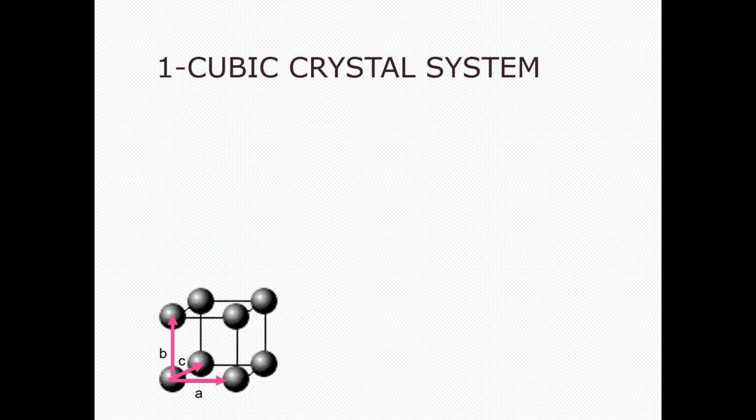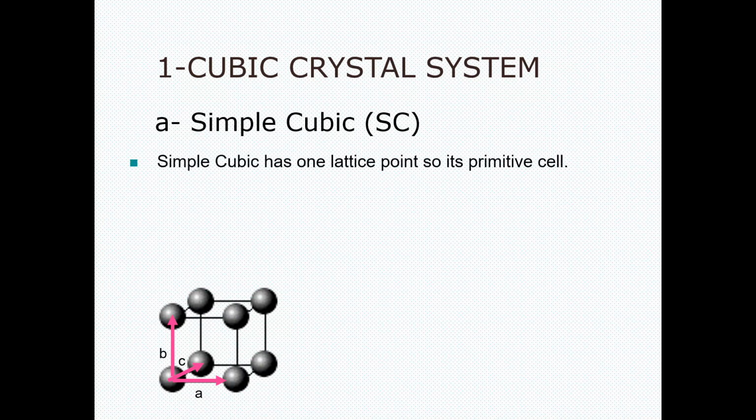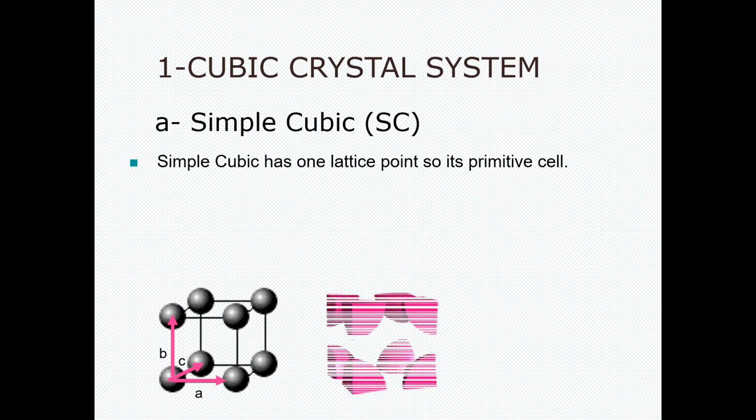So let's proceed towards today's lecture, which is about the cubic crystal system. The first type that we have is the simple cubic system. In a simple cubic system, we have one lattice point, so it is called the primitive unit cell.